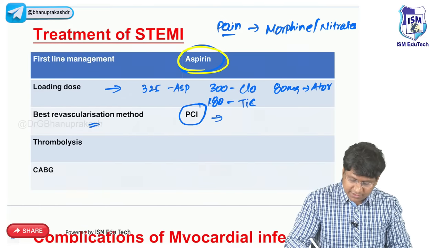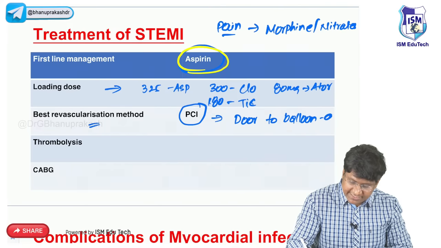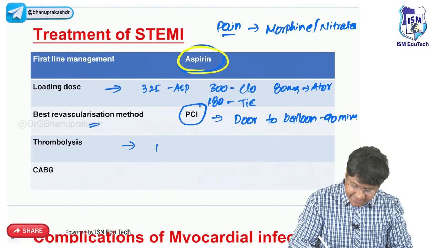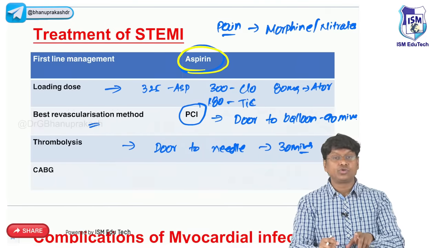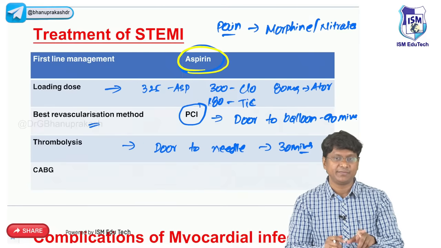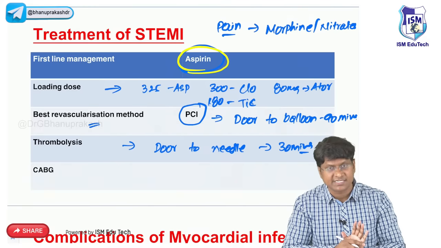And you need to know the point here, that is door to balloon time. So door to balloon time will be 90 minutes. Whereas what is the door to needle time? Door to needle time is for thrombolysis, and that should be within 30 minutes. And remember, thrombolysis we do only in ST elevation MI. We don't do thrombolysis in non-ST elevation MI as well as unstable angina.